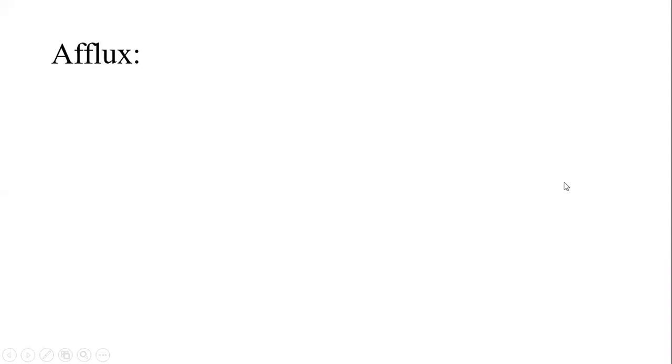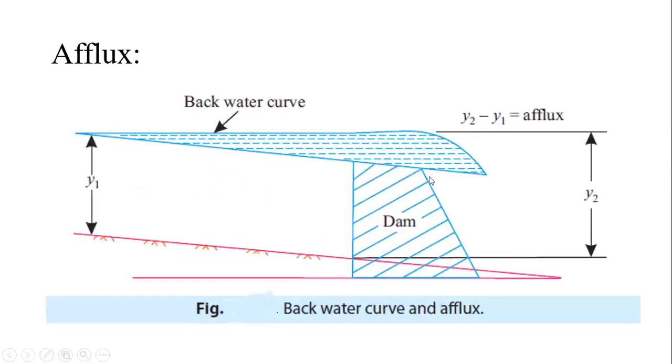Now we'll move further. There is Afflux, which remained from my side to discuss. So what does it mean, Afflux and surges? We used to hear a number of times that the Afflux has passed and the surge has passed. So what does it mean? We'll see that with respect to an example itself.